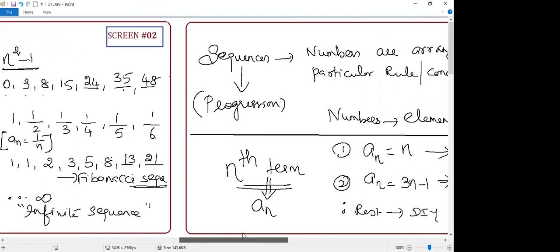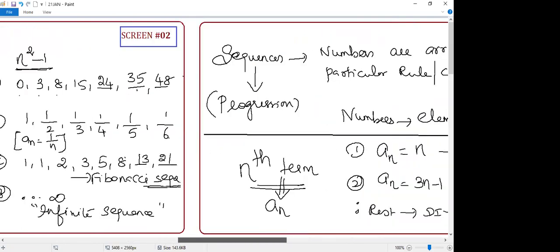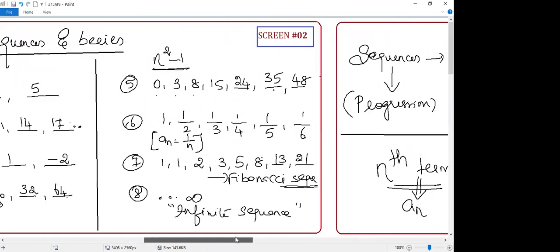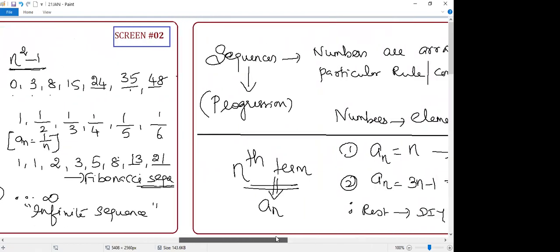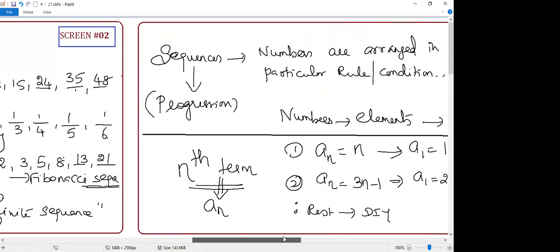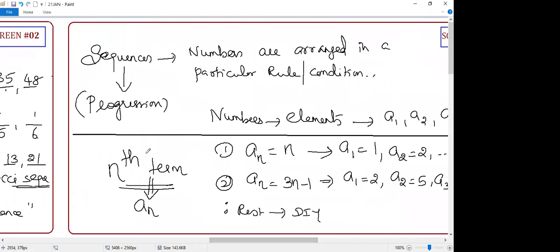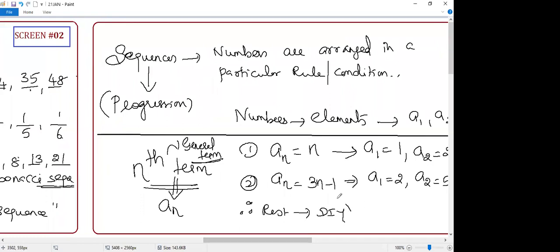Guys, this is what you should understand. What is a sequence, and what are the terms or elements? You understand that AN is nothing but a general term. AN is nothing but the nth term, or what you can say, the other word is general term. Okay. There are easy things. Just try to do it. These are not much needed for your exam. Whatever is needed for your exam, I'll tell you. You just practice now.